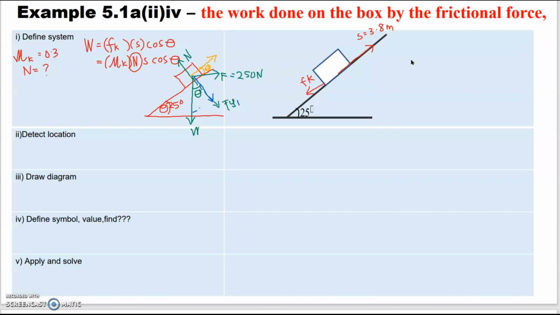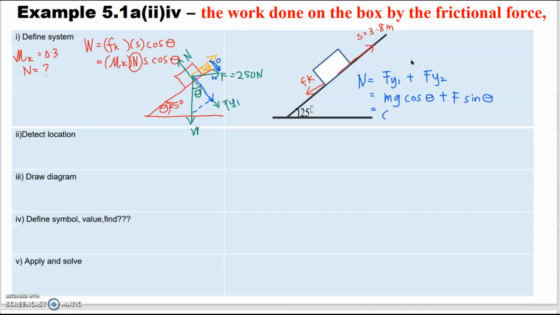This is the angle, so it is adjacent over hypotenuse, so cos. N is equal to Fy1 plus Fy2. Fy1 is mg cos theta, while the second part is here. Here it is opposite over hypotenuse, so sine. Here the F is 250, so F sine theta.